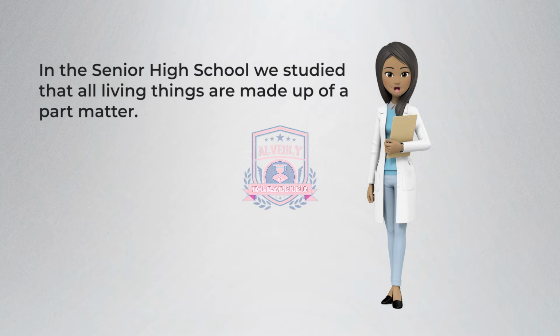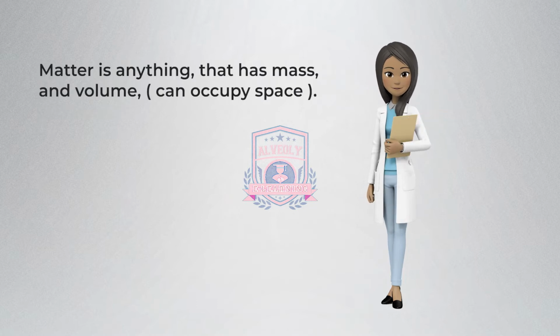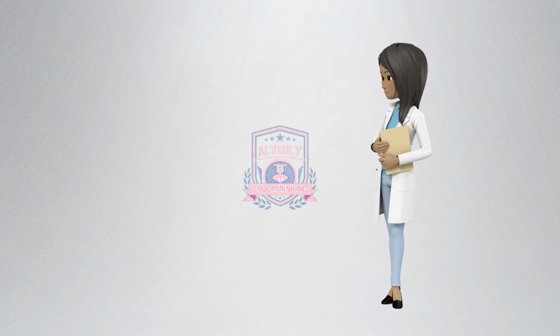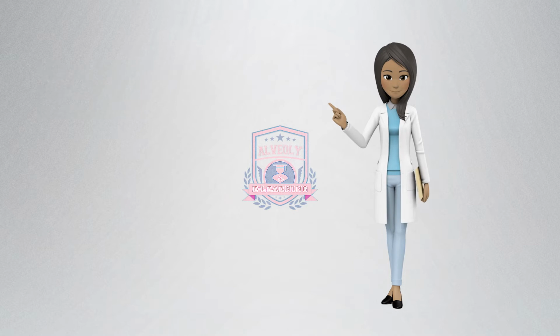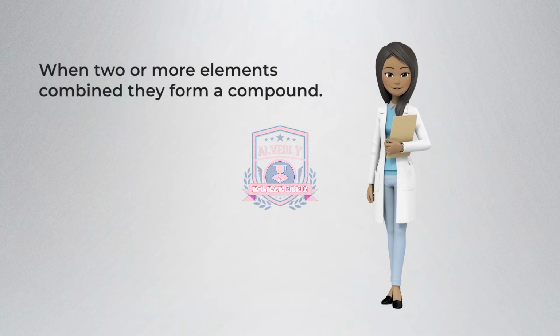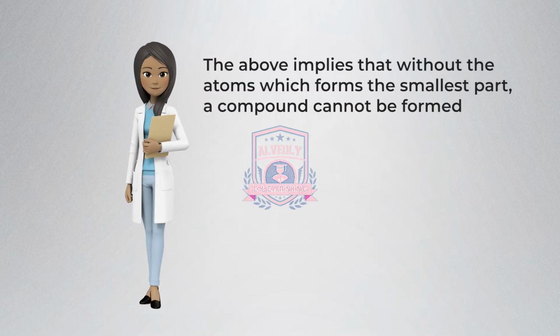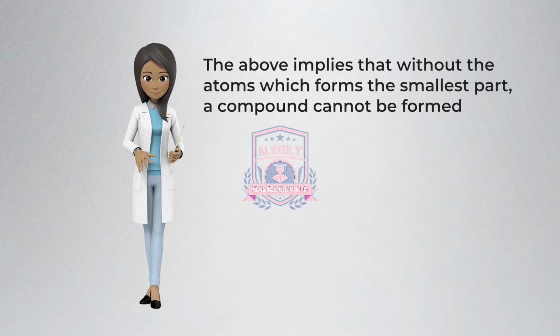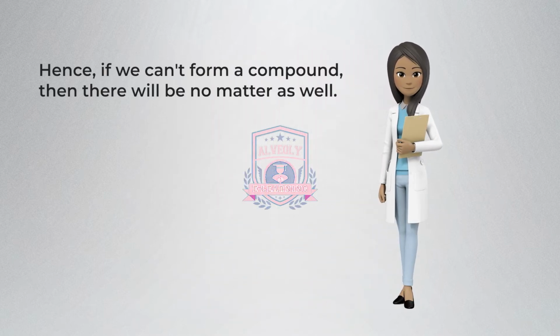In senior high school, we studied that all living things are made up of matter. Matter is anything that has mass and volume, and can occupy space. When two or more atoms of the same kind combine, they form an element. When two or more elements combine, they form a compound. The above implies that without the atoms, which form the smallest part, a compound cannot be formed. Hence, if we can't form a compound, then there will be no matter as well.